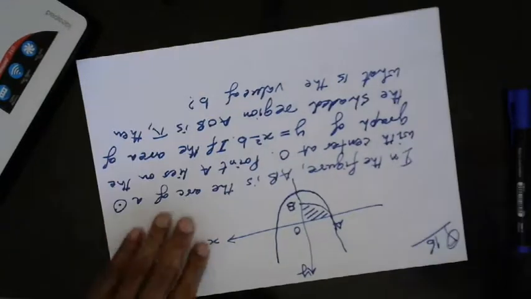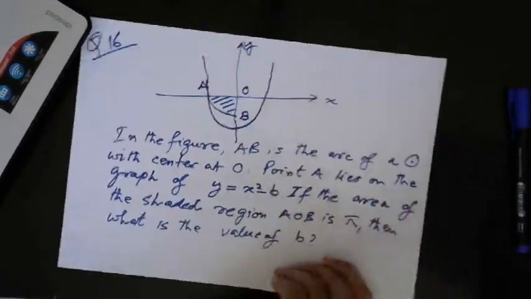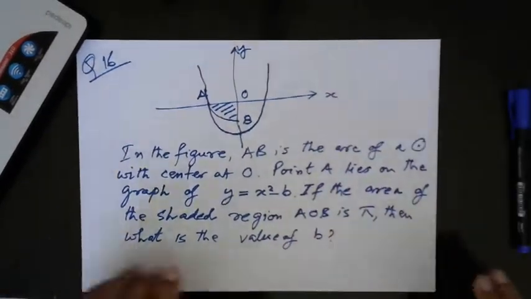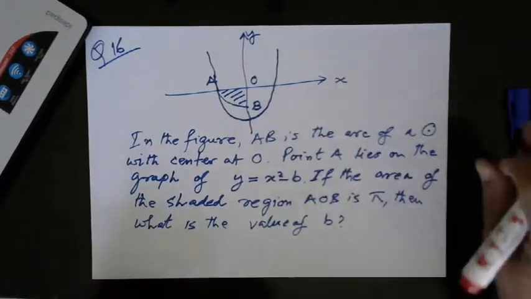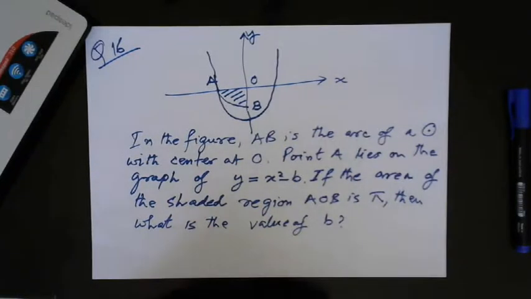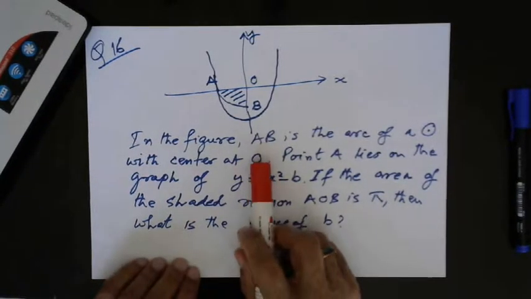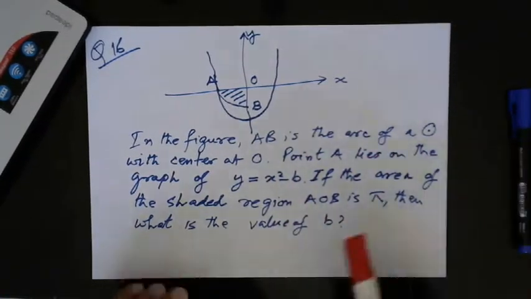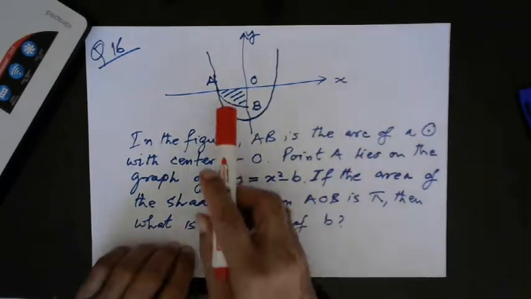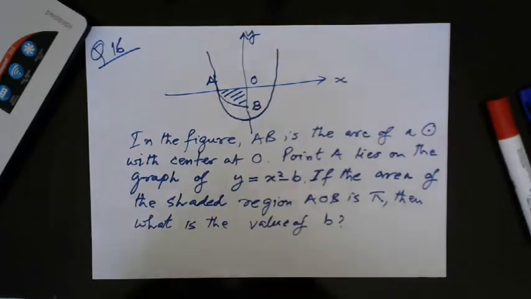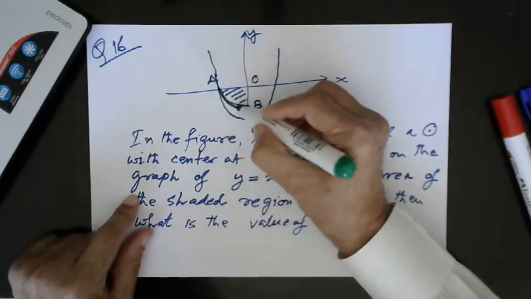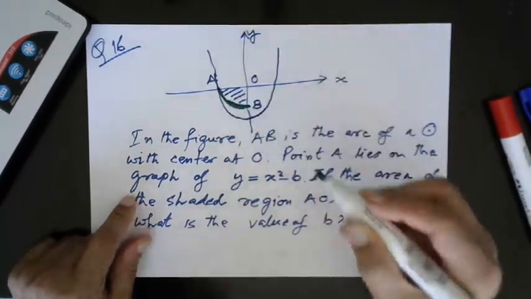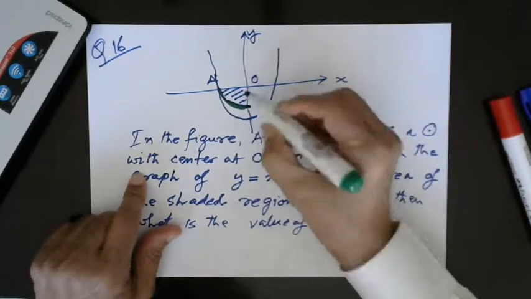Now we move on to question number 16. Question number 16 is a figure is drawn. AB is the arc of a circle. AB, this is AB. AB is the arc of a circle with center O. This is the center.